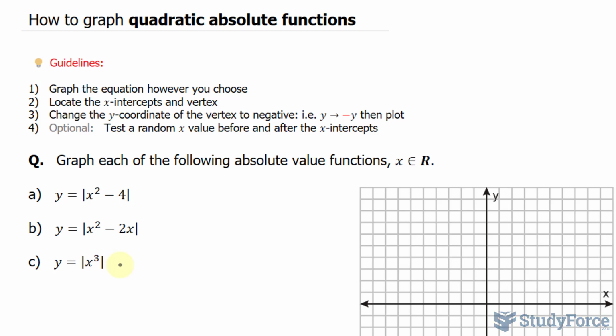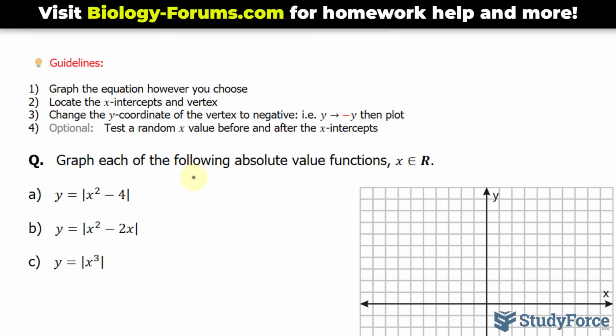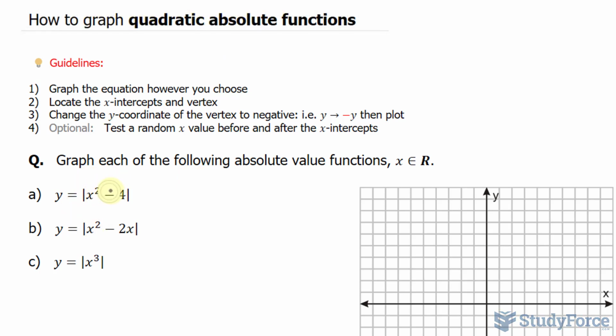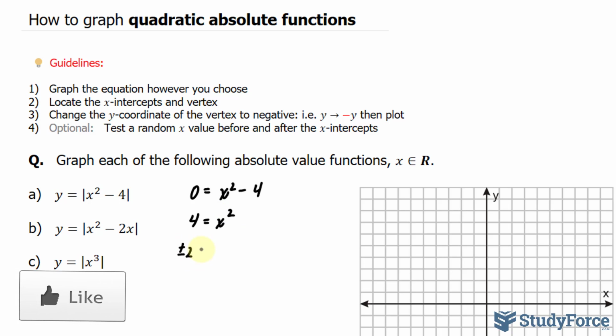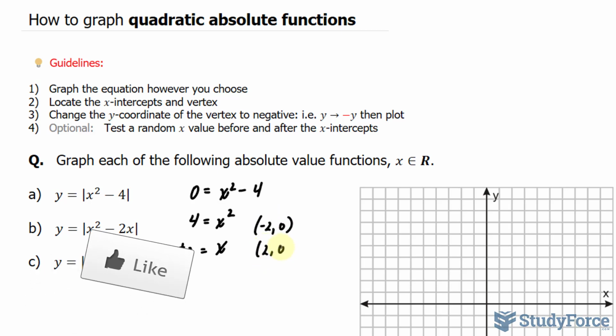We have y is equal to the absolute of x squared minus 4. The guidelines to doing this are shown right here, and in step number 1 they say graph the equation however you choose. Since this is a pure quadratic, notice that it doesn't have a first degree term. I can solve this by setting y equal to 0. I'll bring that 4 over, that's a positive 4, and square rooting both sides gives us plus minus 2. So we have 2 points, one at negative 2, 0, and one at positive 2, 0.